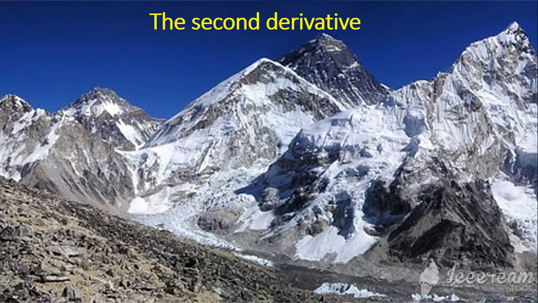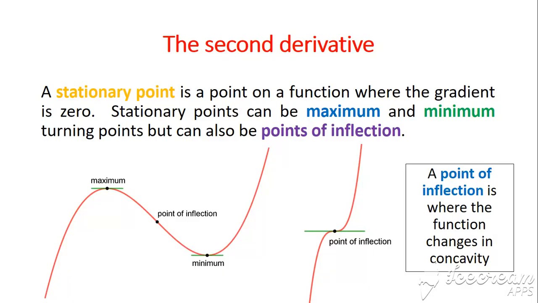In this video, we're going to explore the second derivative. A stationary point is a point on a function where the gradient is 0. Stationary points can either be maximum or minimum turning points, but also can be points of inflection, because some points of inflection have 0 gradients.